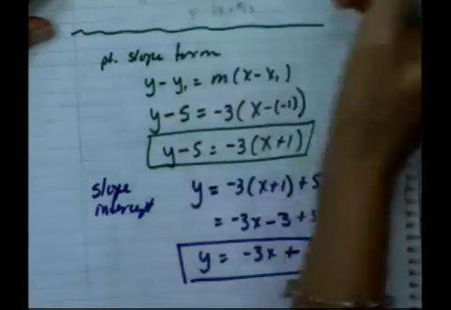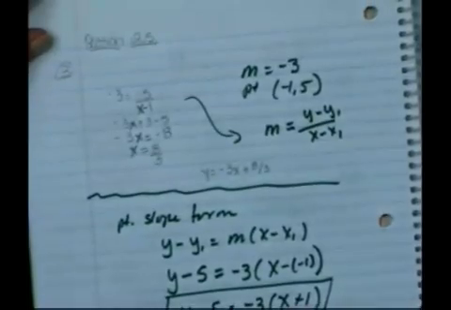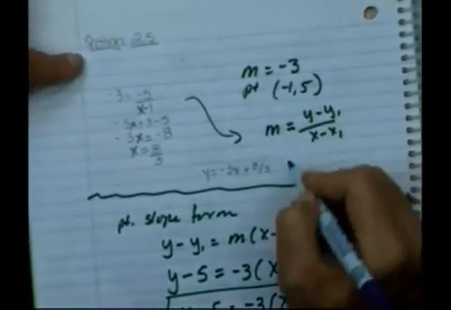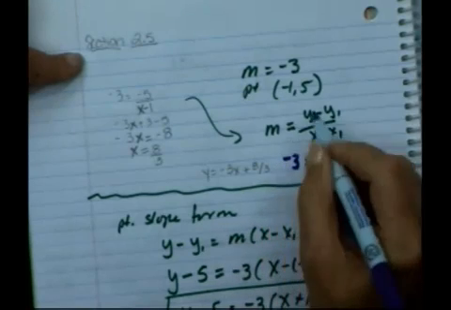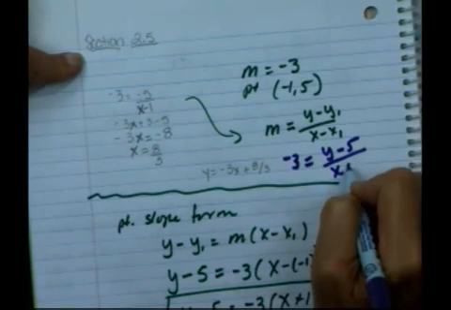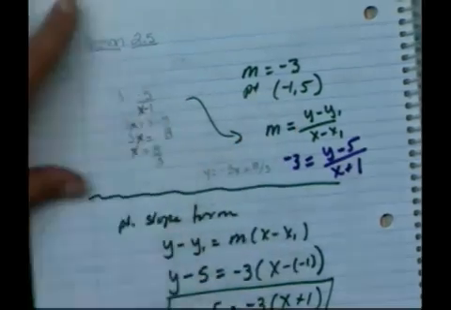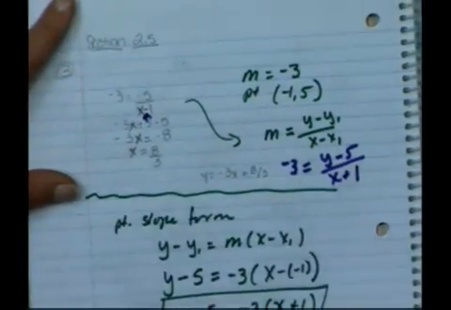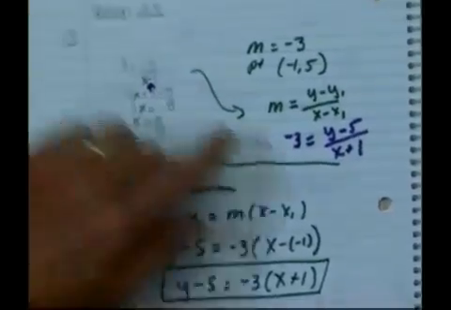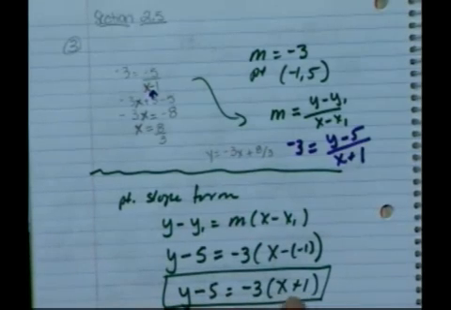Okay, so if you were going to do your method up here, you would have had the slope, negative 3, equals y minus 5 over x plus 1. X minus a negative 1. Okay? All right, and then when you cross multiplied, or multiplied through by x plus 1, you would have been right here.